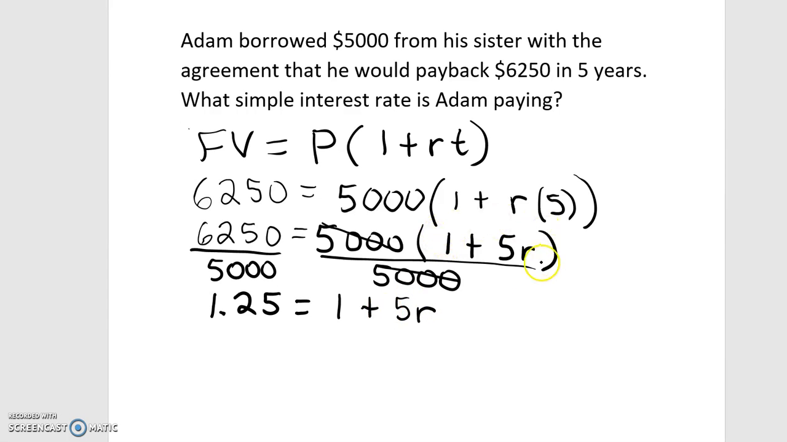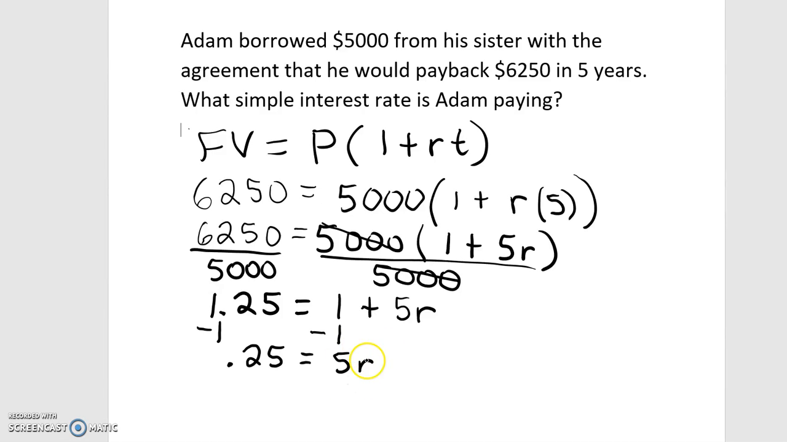Now notice, since we no longer have the 5,000 on the outside, we no longer need to write the parentheses. Now remember, our ultimate goal here is to solve for R, so we want to get the 5R by itself. Right now it's had 1 added to it, so if we want to move the 1 to the opposite side, we're going to do the inverse operation, and we're going to subtract 1 from both sides. So that leaves us with 0.25 on the left and 5R on the right.